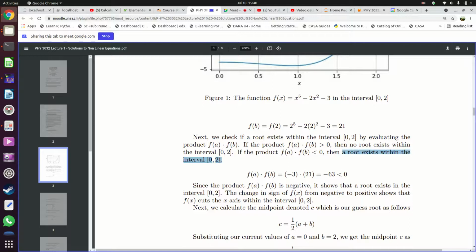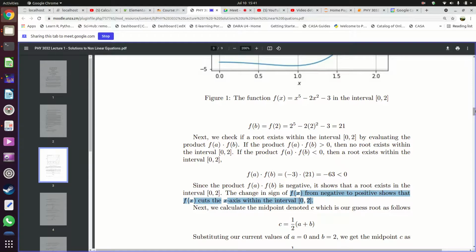It's clear. If the product is positive, then a root does not exist within that particular interval. If you multiply f of a times f of b and get a product which is greater than 0, then it's telling you that there is no root in that interval. Since the product f of a times f of b is negative, it shows that a root exists in the interval 0, 2. The change in sign of f of x from negative to positive shows that f of x cuts the x-axis within the interval 0, 2. That's what this shows.